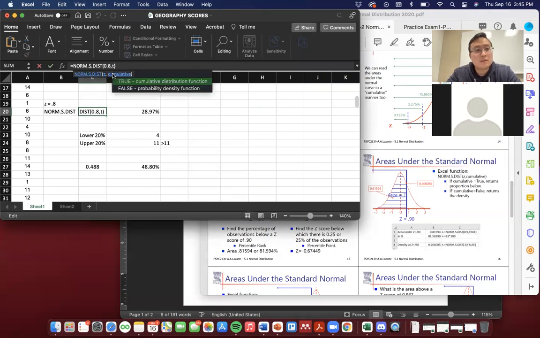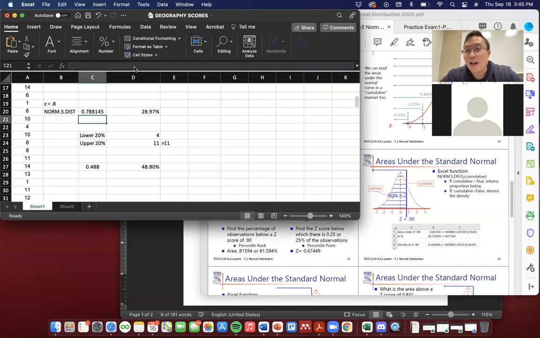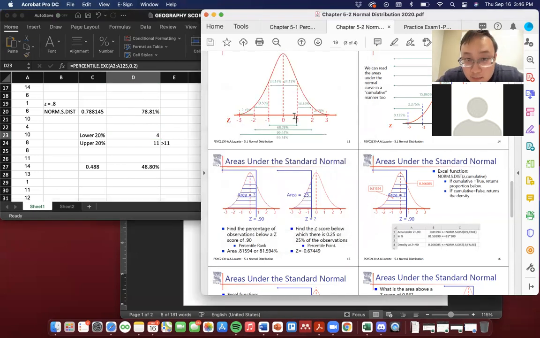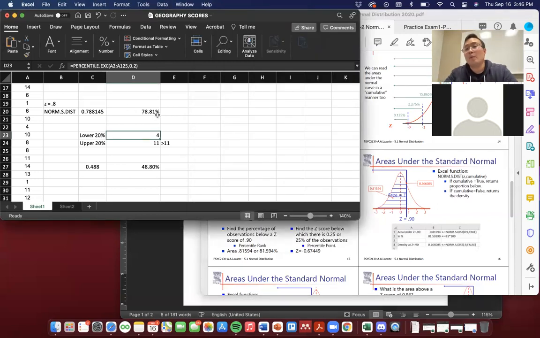Specify cumulative. Oh, I didn't specify cumulative. No wonder. Okay. So I specified cumulative, true. It changed to 78.81. There you go. That means from 0.8 all the way down, all the data from 0.8 standard deviations above the mean to below represents 78.81% of the data. Okay.